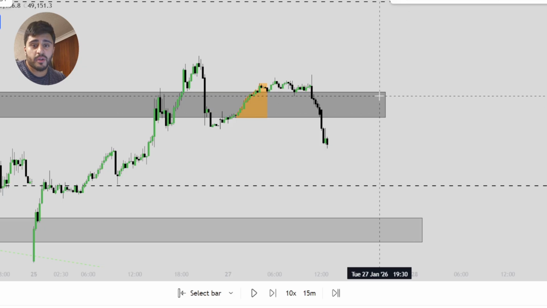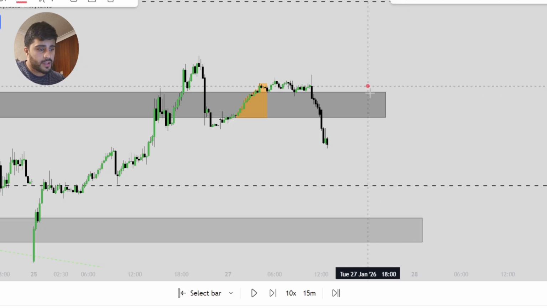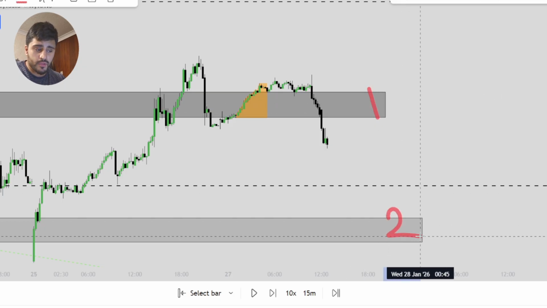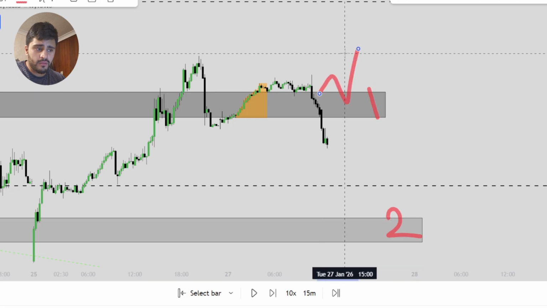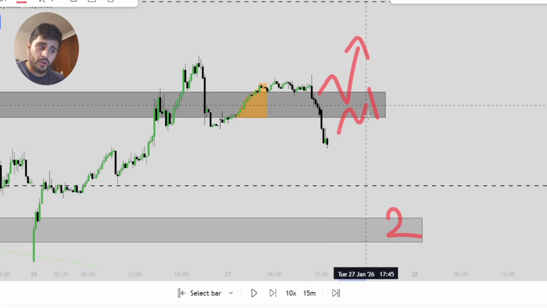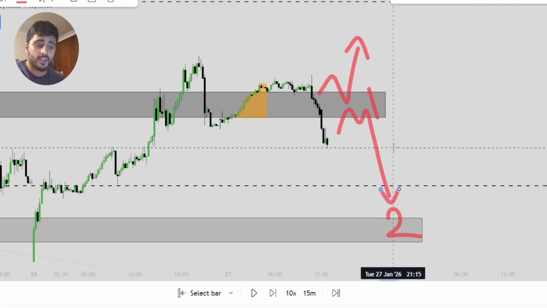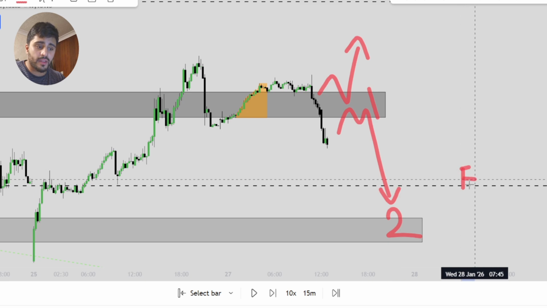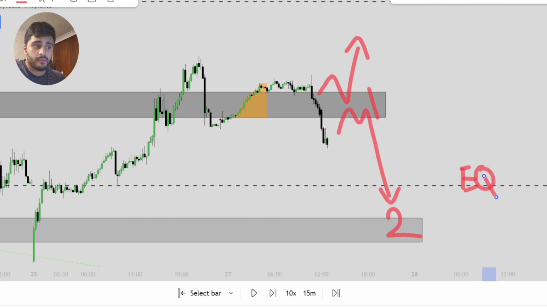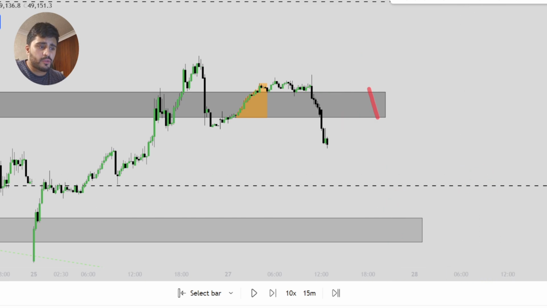So here's a key level. This is how I do my pre-market plans, right? Here's key level 1, here's key level 2. Break above 1, we would be bullish; break below 1, we would be bearish, and we'd want to target 2 or at least the EQ over here. That's sort of the plan. Now, that was my daily bias.